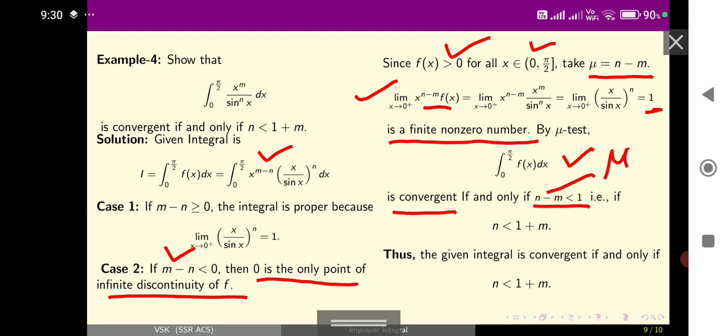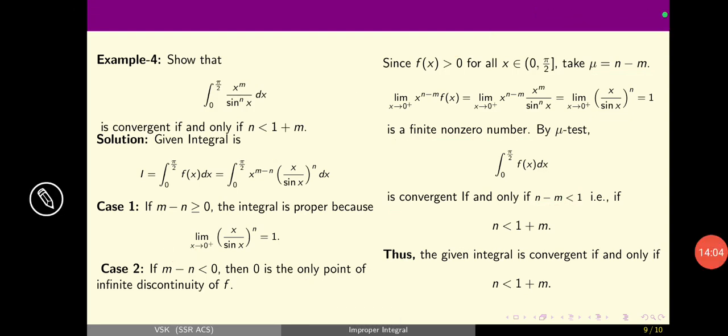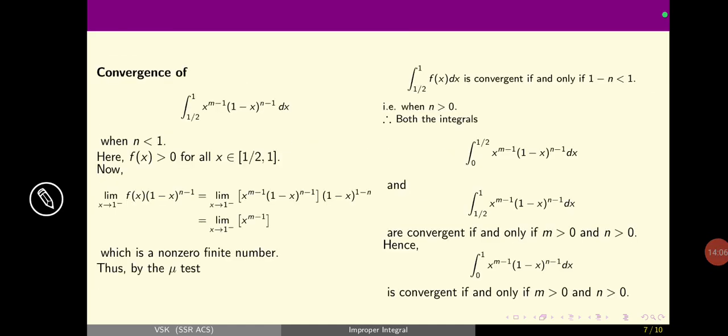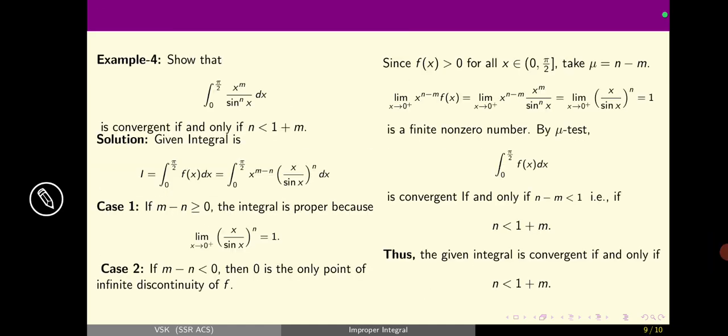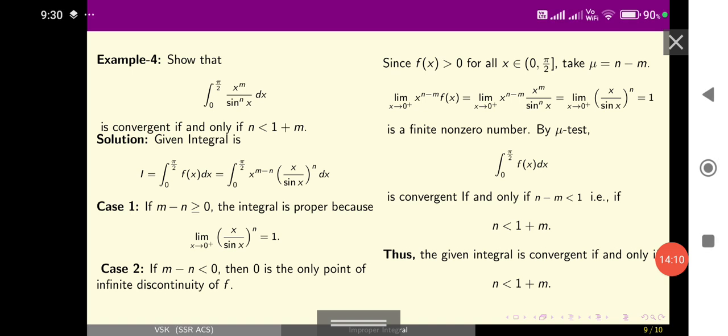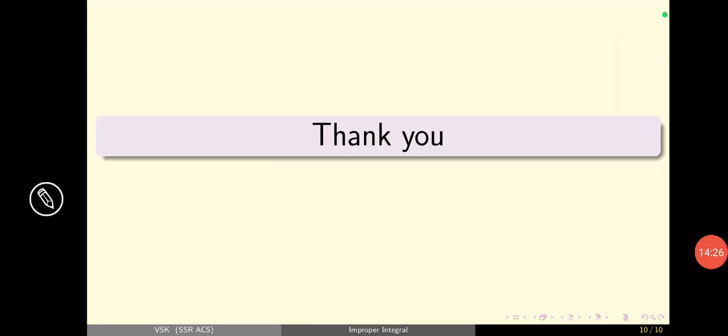That is, from this we get that n is less than 1 plus m, from this we get this. Thus, the given integral is convergent if and only if n is less than 1 plus m.